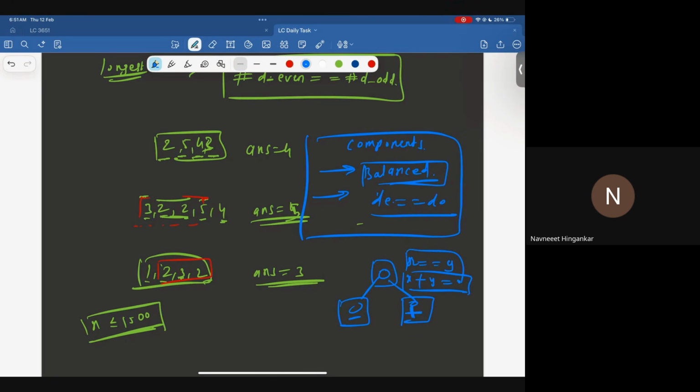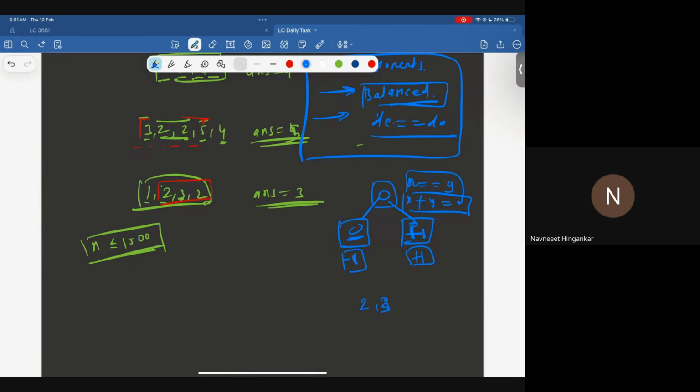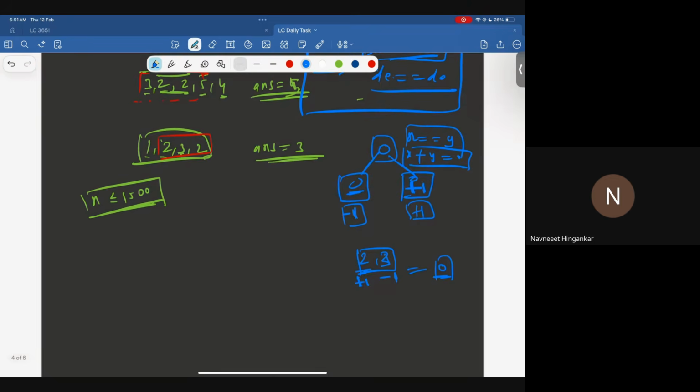But in this case, it would be easier if I denoted the contribution of a distinct even element by +1 and a distinct odd element by -1. So if I had 2, 3 in my subarray, I will do +1 here, -1 here, and the total contribution is 0. So I can say this is balanced, right?